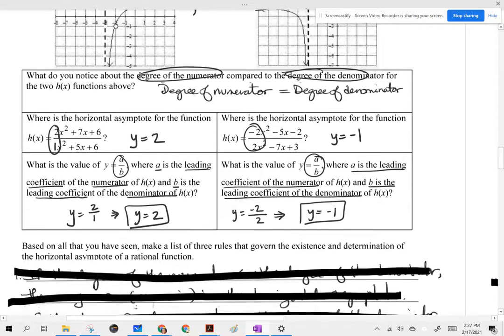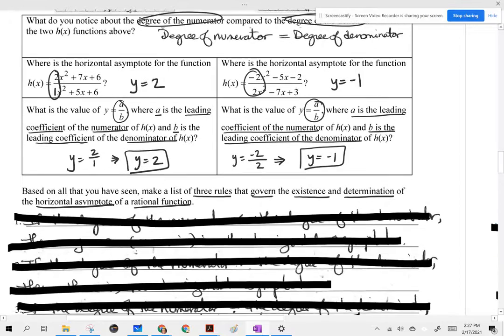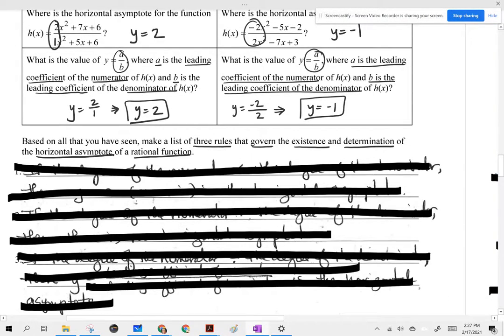Okay. So based on all that we have seen, make a list of 3 rules that govern the existence and determination of horizontal asymptotes of a rational function. All right, so we're going to pause the video, think about those 3 rules, and answer the question.